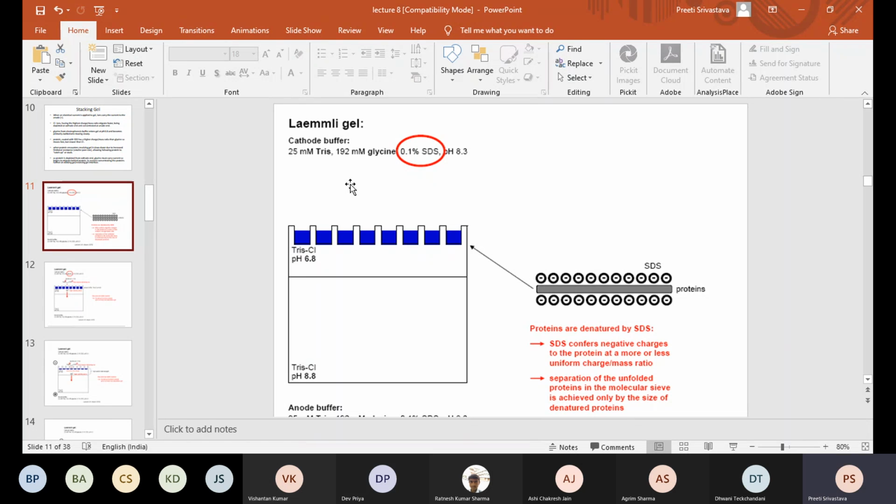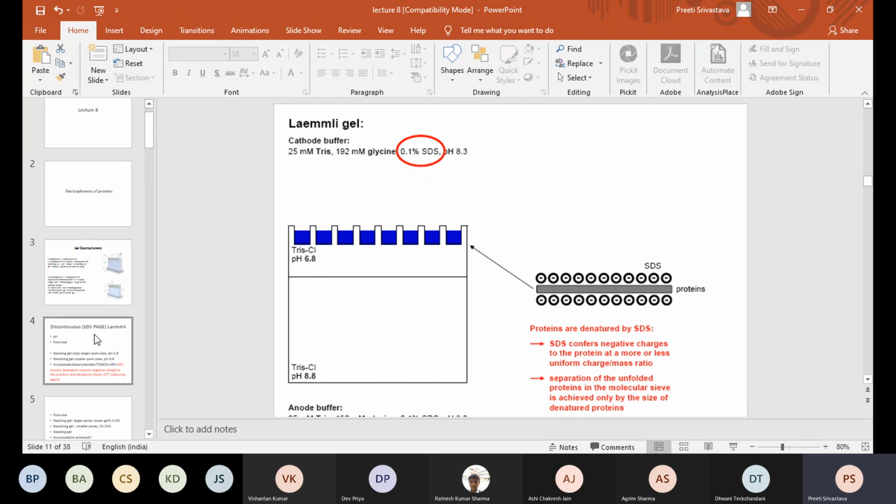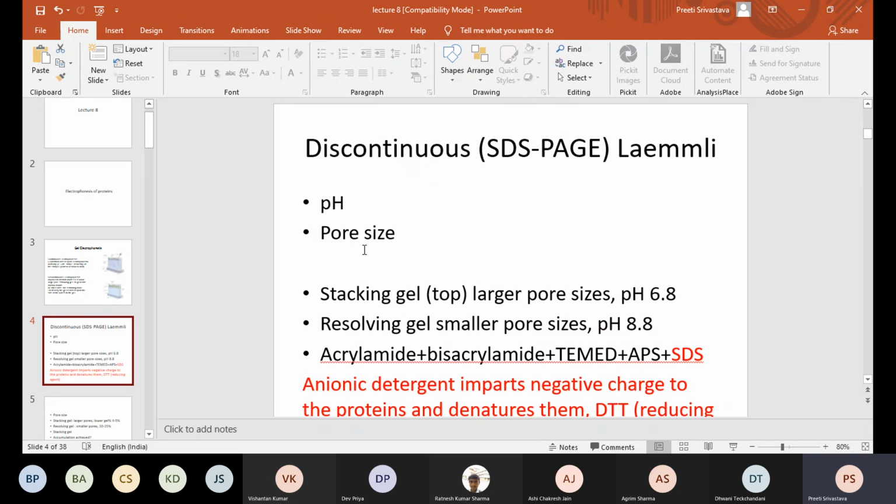And this you understood, what is the difference between stacking gel and resolving gel? No, ma'am. Oh, okay. So the difference between stacking gel and resolving gel was with respect to pH and pore size, right? So this is important. Stacking gel has larger pore size and pH 6.8. Resolving gel has smaller pore size, pH 8.8.